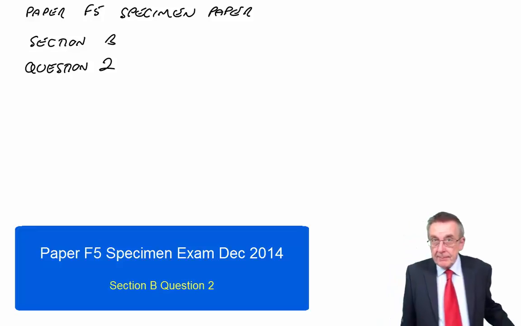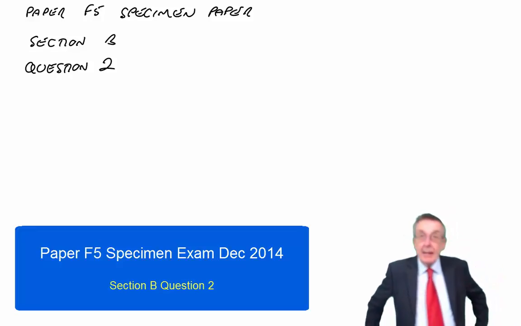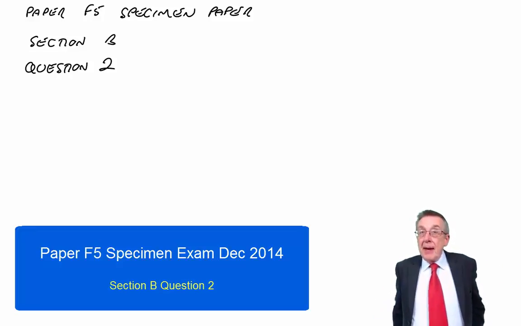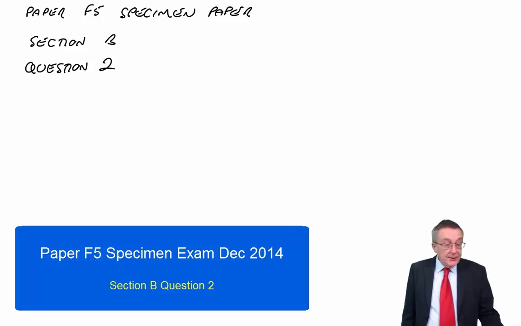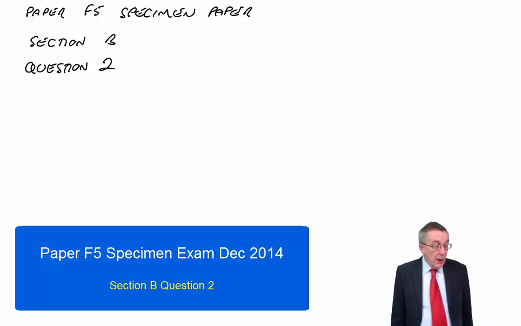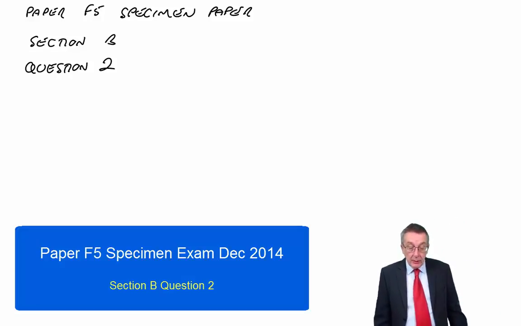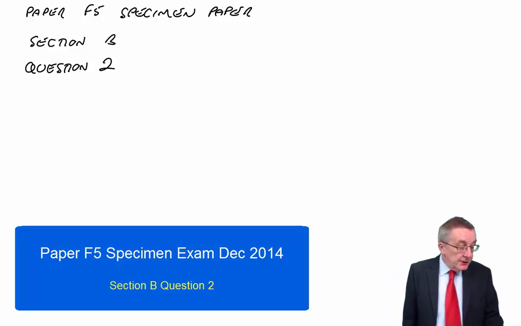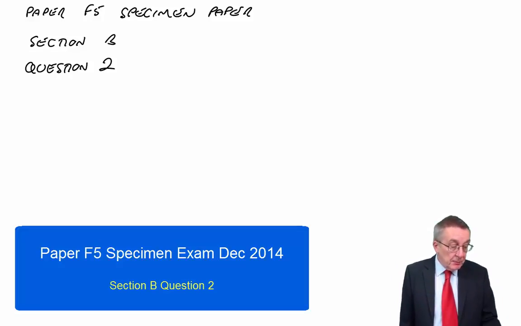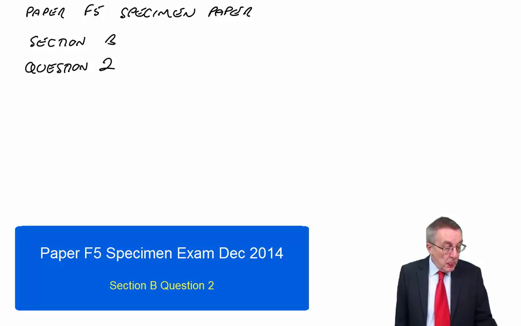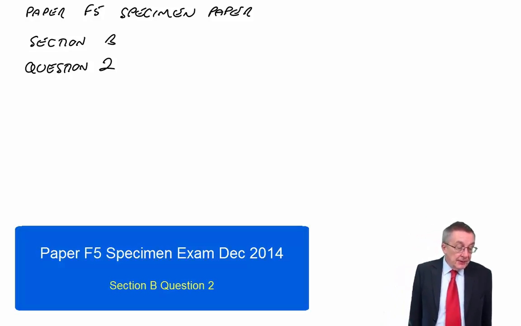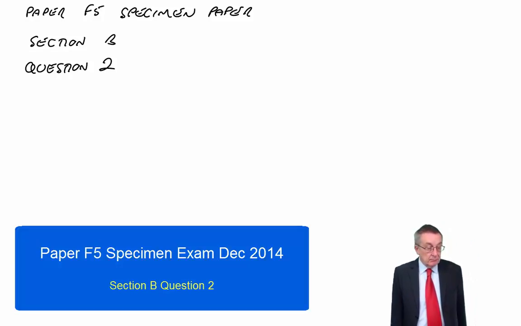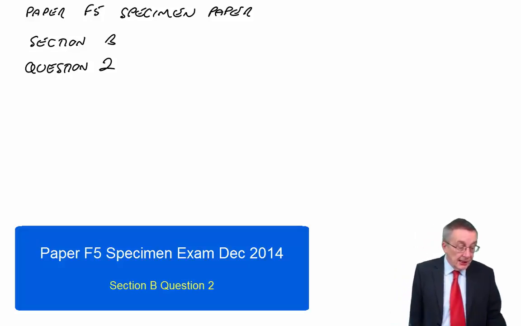Now we'll look at question 2 of section B from the paper F5 specimen paper. As always, read the requirements first, then we know where we're going, what we're trying to do. Part A, construct a payoff table to show all the possible profit outcomes. Part B, determine the level of cement production the company should choose based on the decision rule of maximin. Show your calculations clearly and justify your decision.